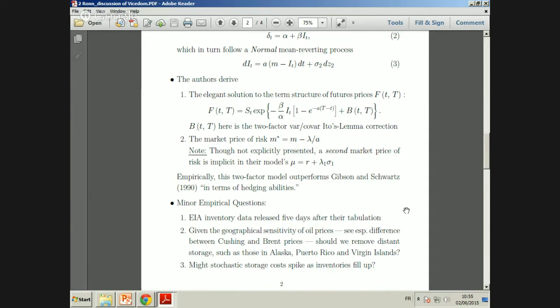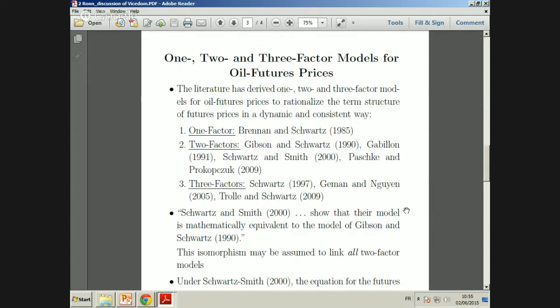So let me go on and present very briefly the issues that I have in terms of the models that we've seen in the literature. As you can see here, basically the literature has derived a set of models that look at 1, 2, and indeed 3 factor models of oil prices to explain or rationalize the term structure of futures prices in a dynamic and consistent way. One of the nice outputs of such models is you get the entire term structures of futures prices presented to you in one consistent manner.